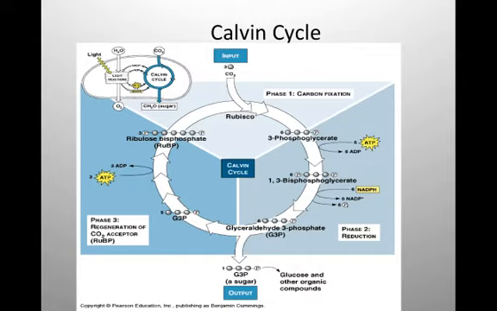Remember, glucose to glucose 6-phosphate, glucose 6-phosphate to fructose 6-phosphate, fructose 6-phosphate to fructose 1,6-bisphosphate, fructose 1,6-bisphosphate to glyceraldehyde 3-phosphate and dihydroxyacetone phosphate. Dihydroxyacetone phosphate goes to glyceraldehyde 3-phosphate, glyceraldehyde 3-phosphate goes to 1,3-bisphosphoglycerate, and from 1,3-bisphosphoglycerate it goes to 3-phosphoglycerate, then to 2-phosphoglycerate, then to phosphoenolpyruvate, and then to pyruvate.